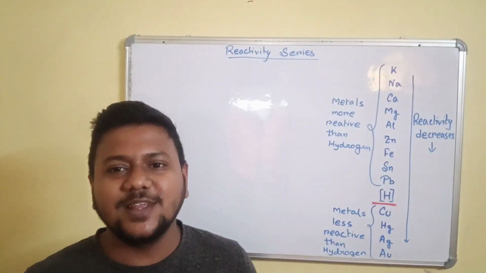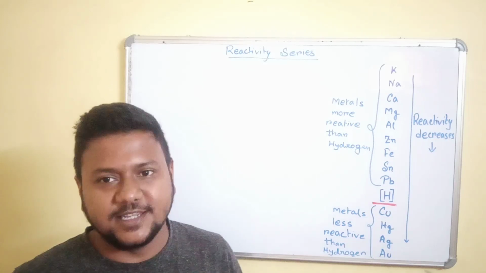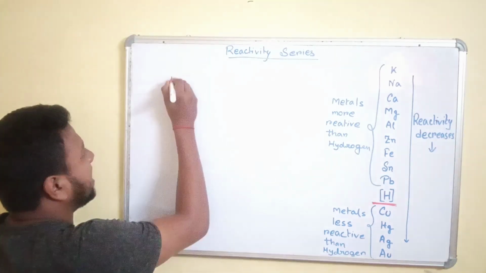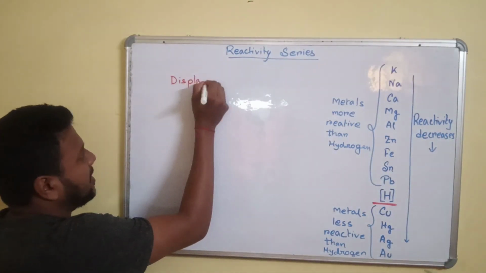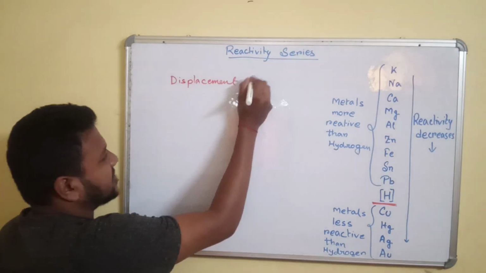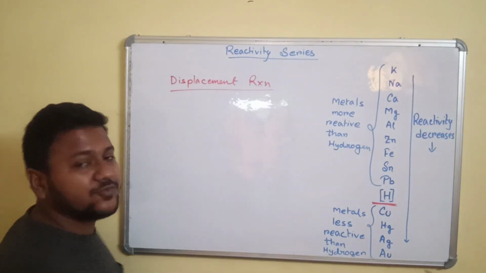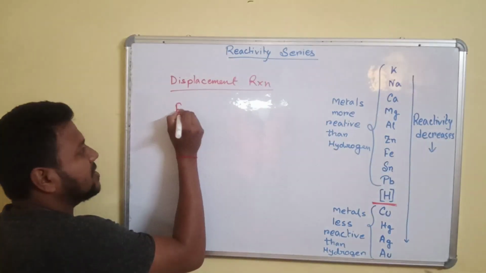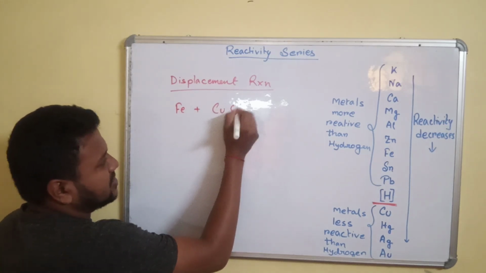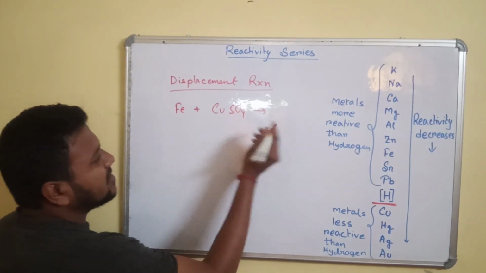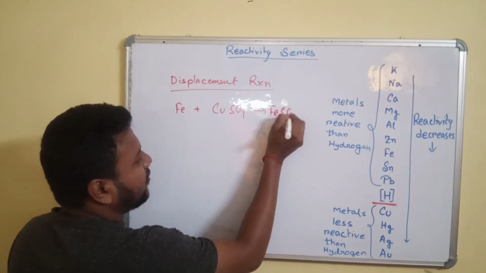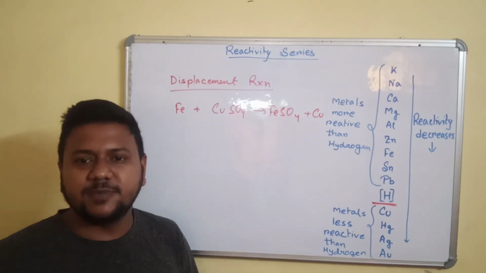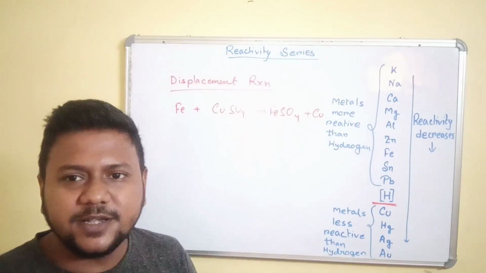So why are we learning the reactivity series? You must be aware of a displacement reaction. What is a displacement reaction? We have learned in one of our videos, or you have learned from your book, that when a particular metal reacts with a particular salt, it displaces the metal in the salt, for example forming FeSO4 with the release of copper. This is a simple displacement reaction.